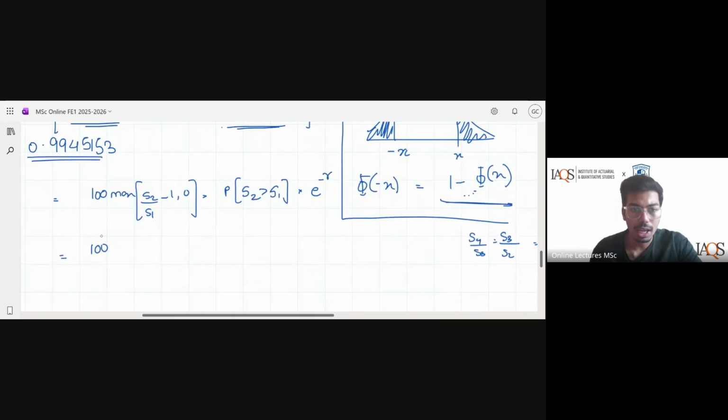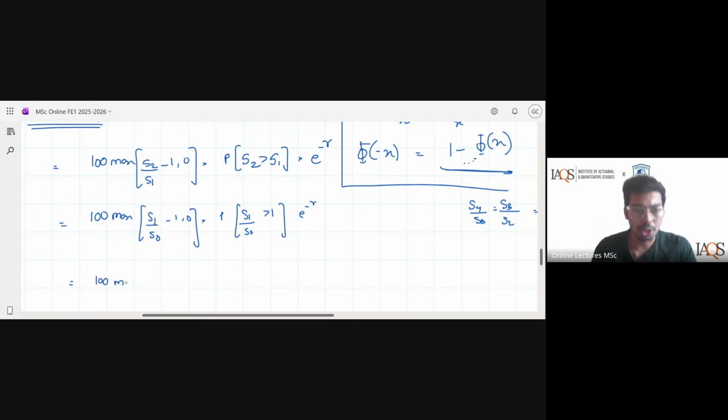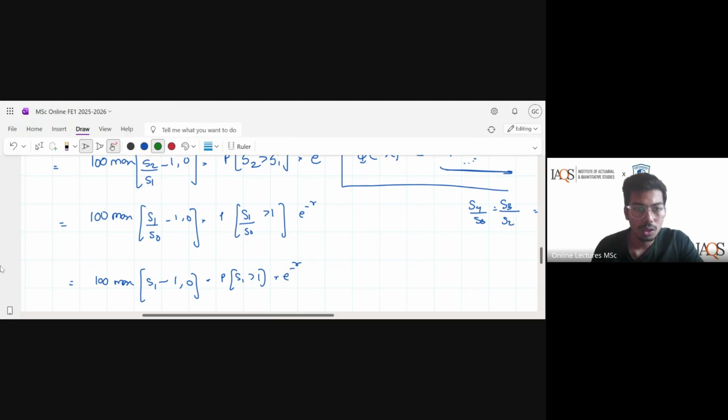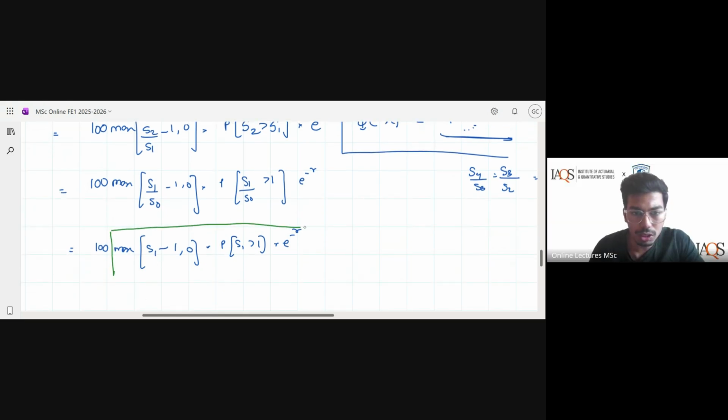Therefore, can I say S2 by S1 is ideally equal to S1 by S0. So max of S1 by S0 minus 1 comma 0, into the probability of S2 by S1 greater than 1, which I can write as S1 by S0 greater than 1, into e raised to minus r, is equal to 100 into max of, I know the value of S0 is 1. Therefore, S1 minus 1 comma 0, into the probability of S1 greater than 1, into e raised to minus r. With me, everyone? Tell me. Sir, can you recognize what this thing is? Yeah.